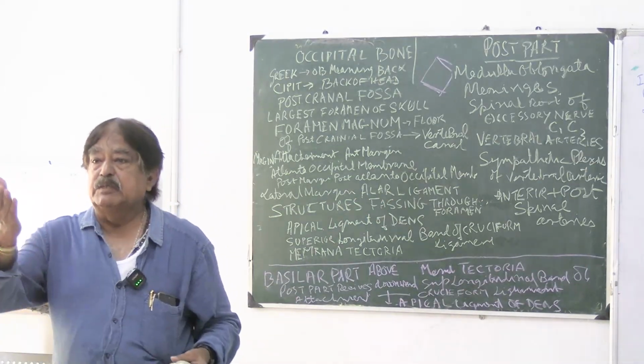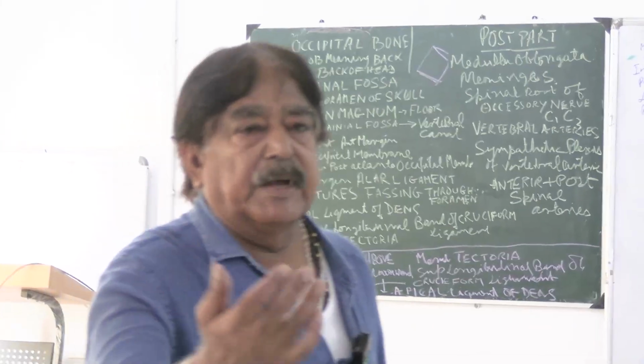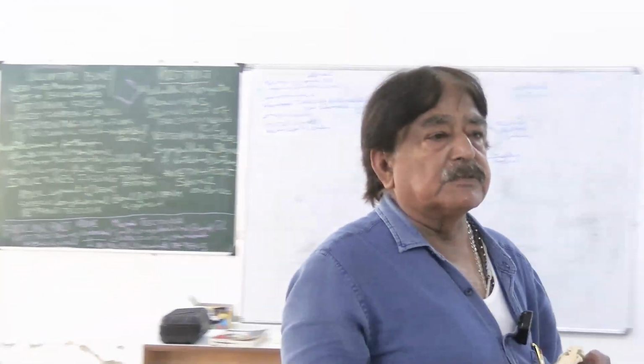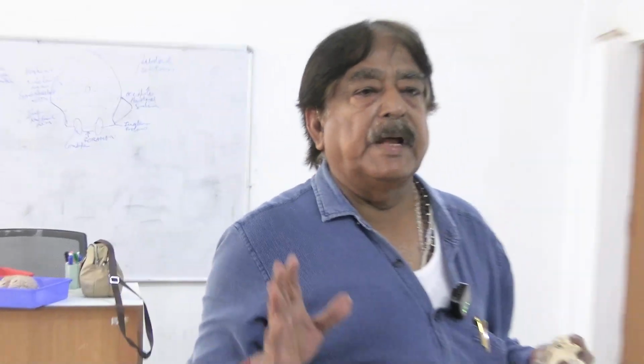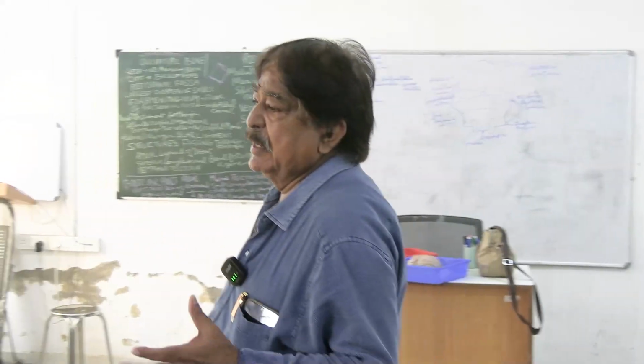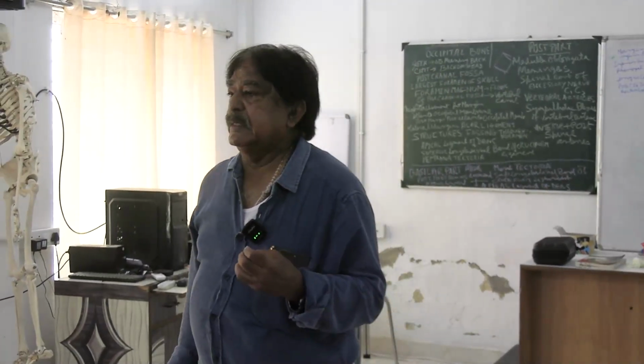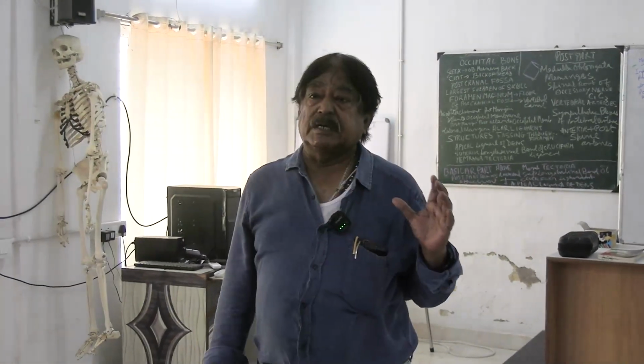These are the structures in the book you have. You have to take out your textbook, whatever it is you have. The structures passing through the foramen magnum can be a long question. Long question means 5, 8 marks or 10 marks. And these are the structures.